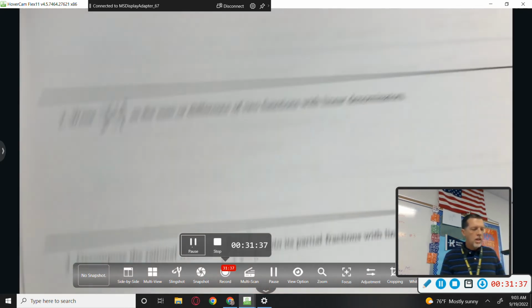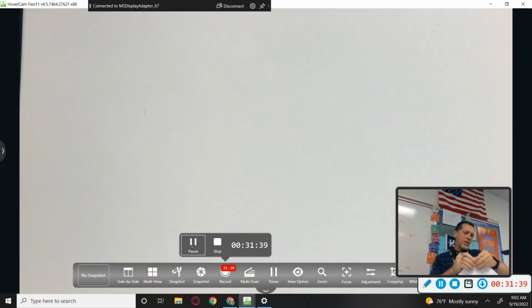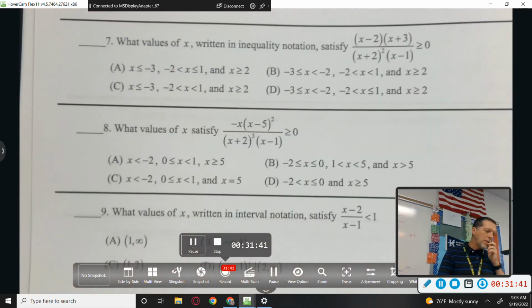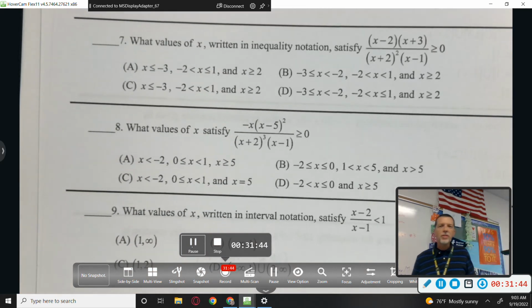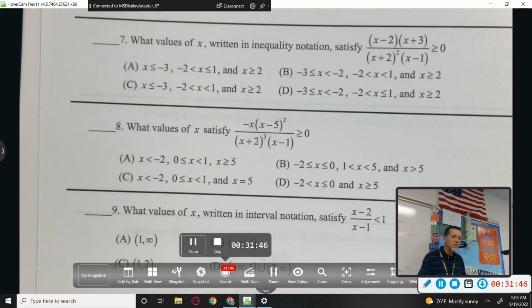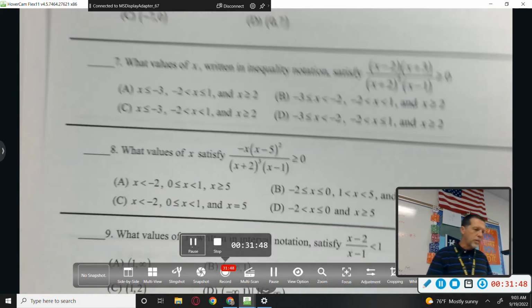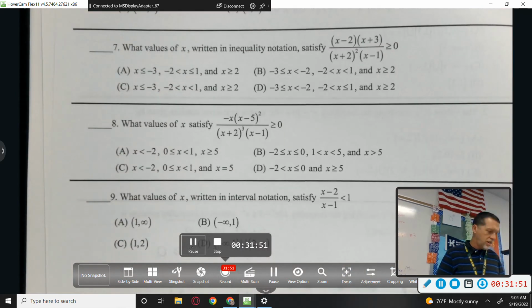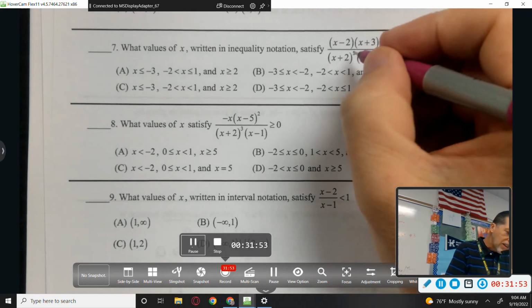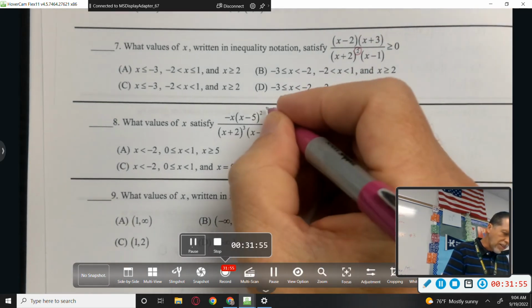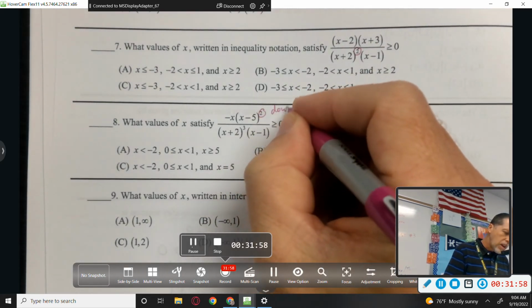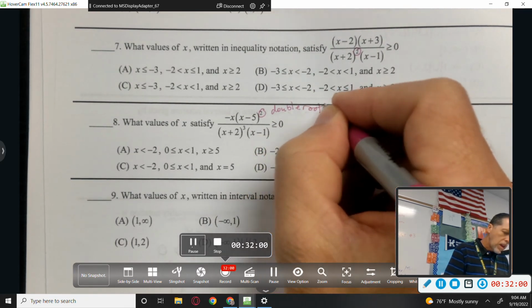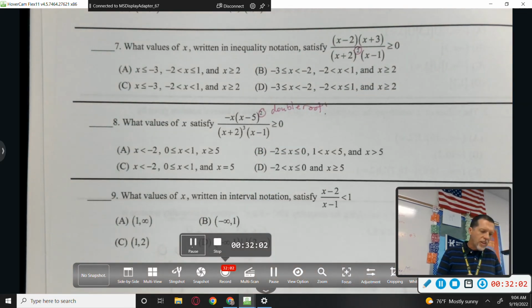One more comment, and then I'll be done. Look on the back and find me a problem where you're going to have to think about double roots. Find me a problem on the back where double roots are going to be an issue. 7 and 8, because 7's got a squared and 8's got a squared. Both of them are already factored, so that makes life a little bit easier. But it's not going to alternate across a double root. So be careful on 7 and 8.